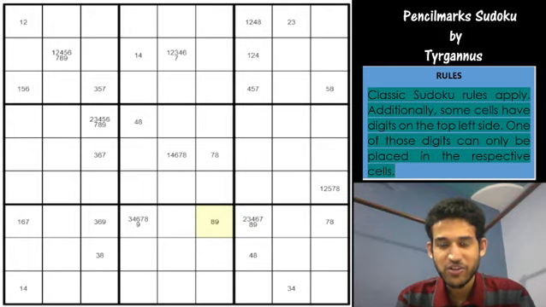I'm Kishore and today I'm here to solve a Pencilmarks Sudoku created by Tyrgannus. This Sudoku was posted on the CTC Discord server, and in fact, the author had noted that this may be a Sudoku which is of interest to us. So, we are glad to make a video on this Sudoku. Thank you, Tyrgannus, for letting us know about this Sudoku. I hope you guys enjoy watching me solve this Sudoku.